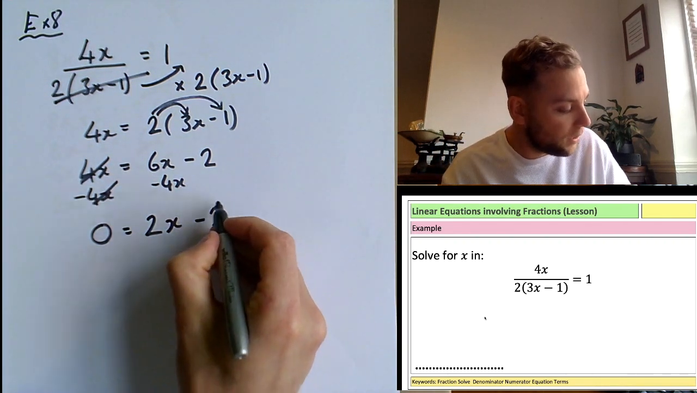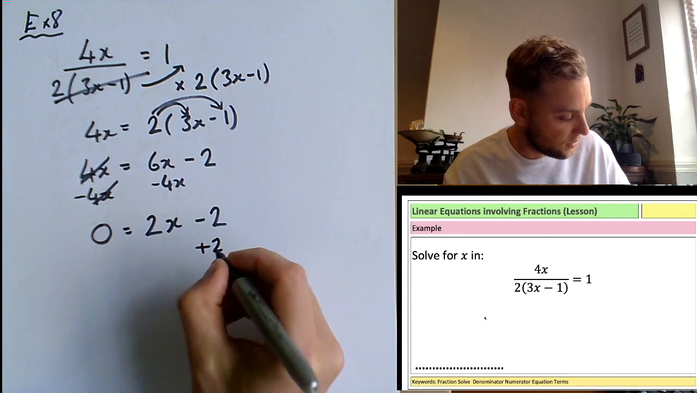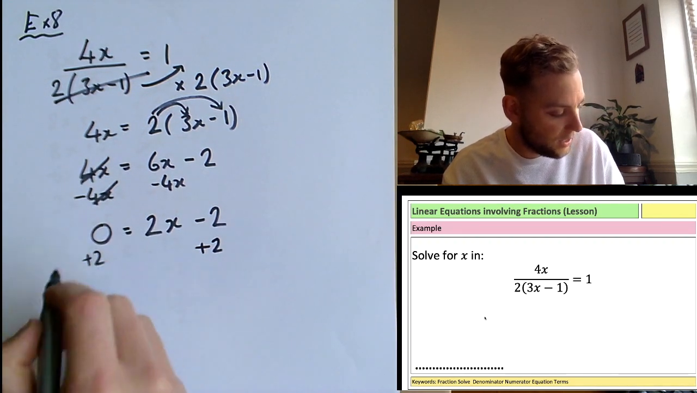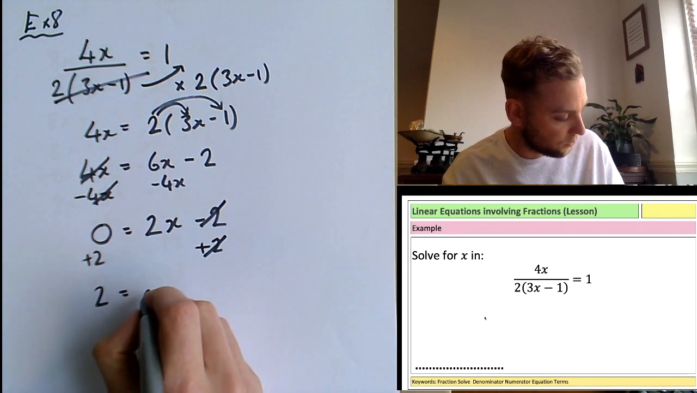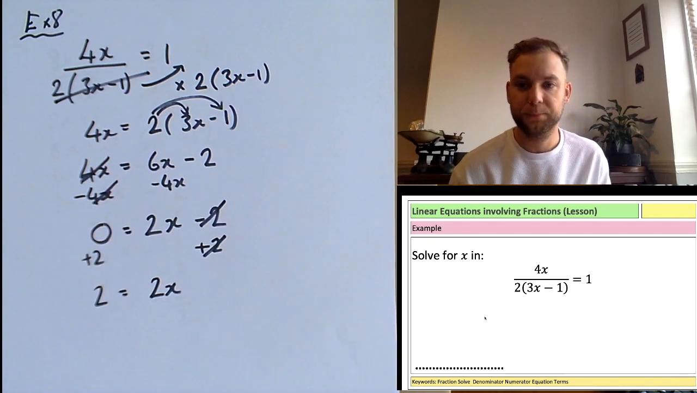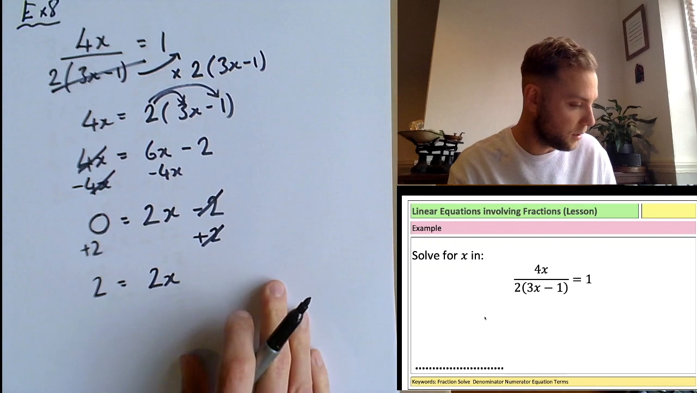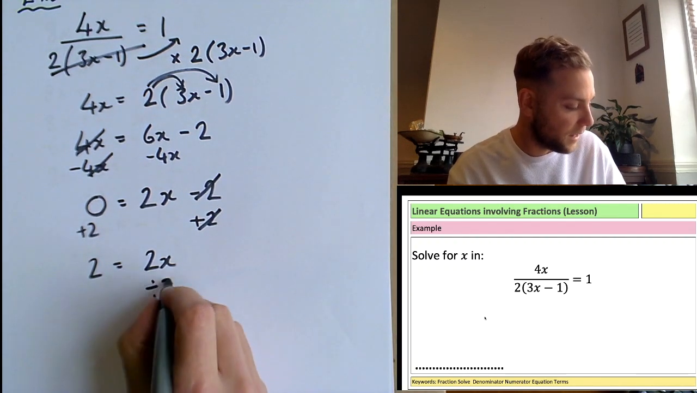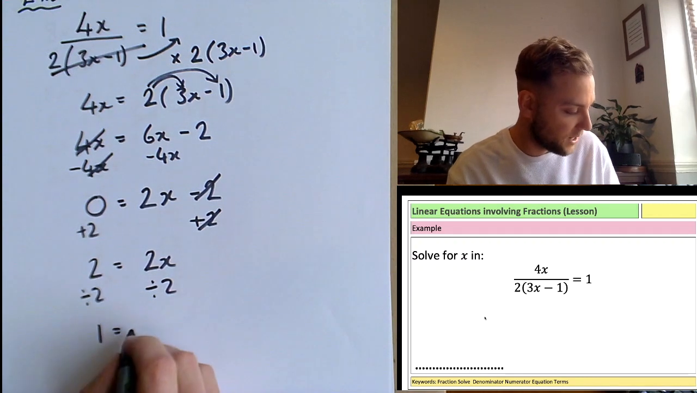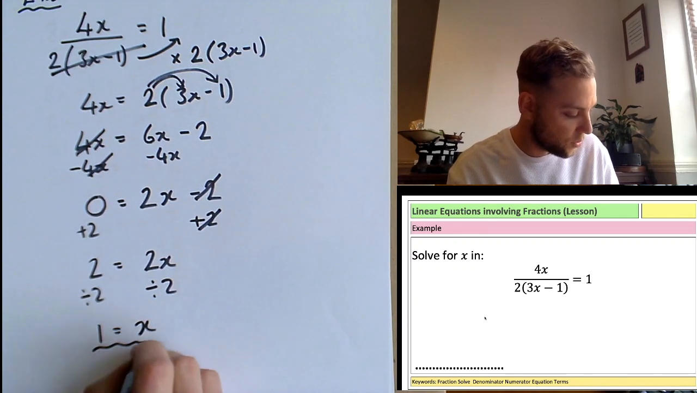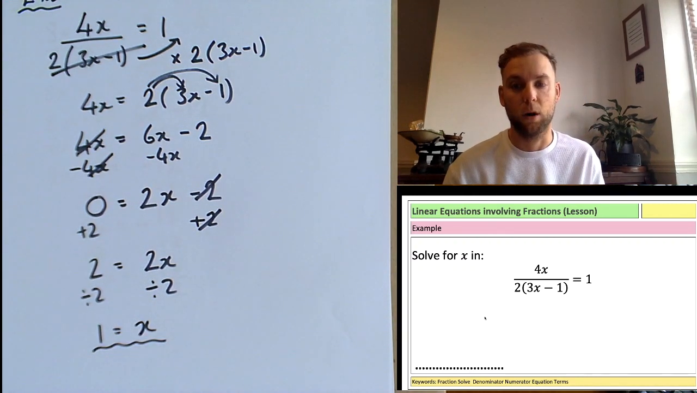So I'm going to get rid of this minus 2 first by adding 2 and adding 2. So 0 plus 2 is 2. Minus 2 plus 2 is equal to nothing, so I'm just left with 2x. And the last little part, to get x on its own, I'm going to divide by 2, divide by 2. 2 divided by 2 is 1. 2x divided by 2 is equal to x. So I'm just left with x is equal to 1.